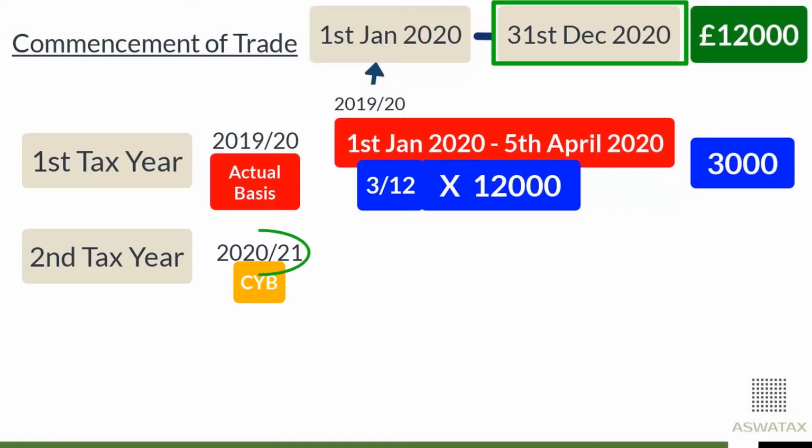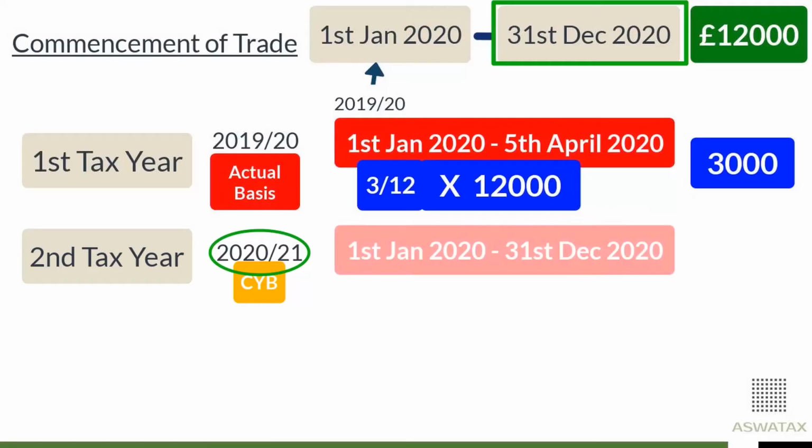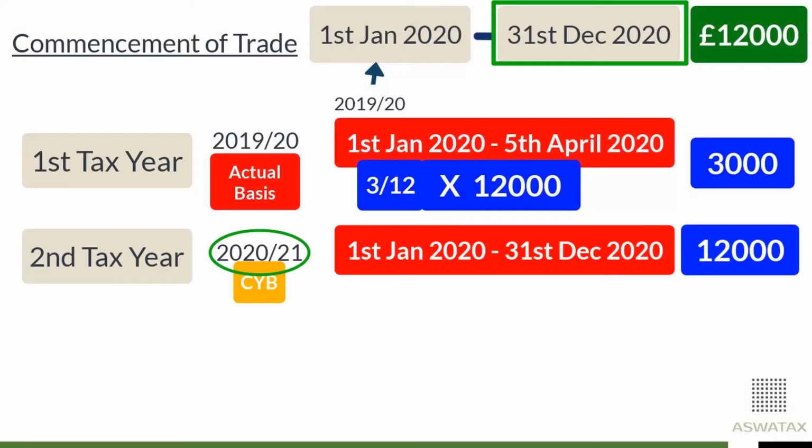So 31st December 2020 falls in the 2021 tax year, right? Because it goes from 6th April 20 to 5th April 21. And therefore, the full profits or losses are taxed in that second tax year in this instance. So we're looking at 1st Jan 20 to 31st December 2020, right? And therefore, you will be taxing the full 12 months, because you have to tax a full 12 months in the second tax year. £12,000 would be subject to tax in 2021.